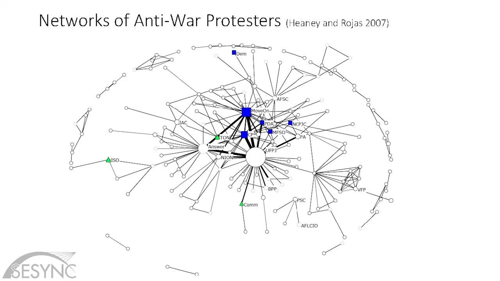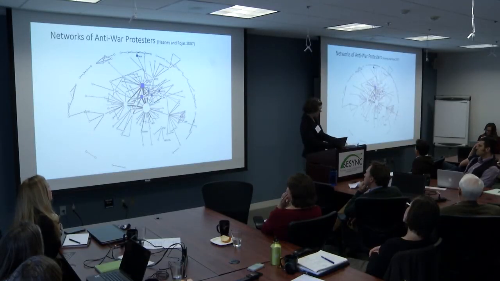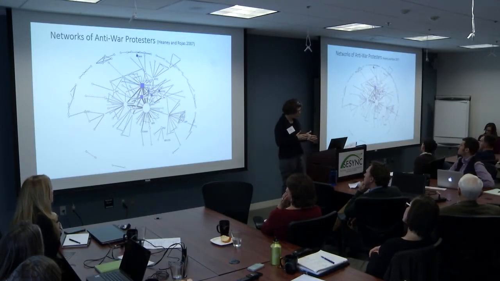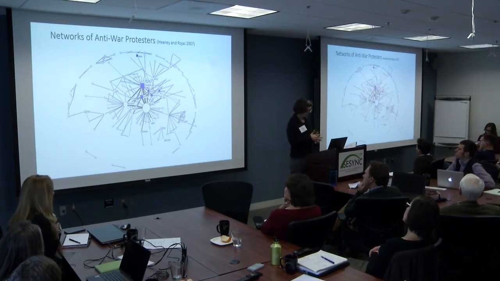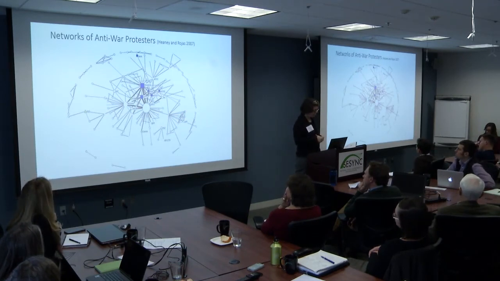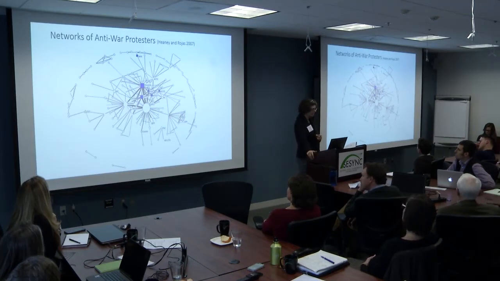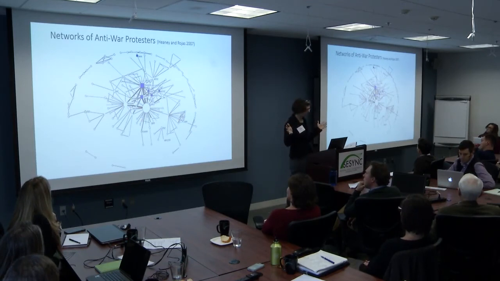This is an image of organizational networks for the anti-war movement, from a piece by Heaney and Rojas in 2007. Let me tell you what the colors mean. Each shape represents one organization, and the lines are co-contacts between organizations. The thicker lines represent more contacts, so it's co-affiliation. Squares are organizations that lean Democratic, triangles lean toward a third party, and circles have no statistically significant lean. They aggregated data from a bunch of different protest events, a data set of 2,529 activists, collected from August 29, 2004 through September 26, 2005.